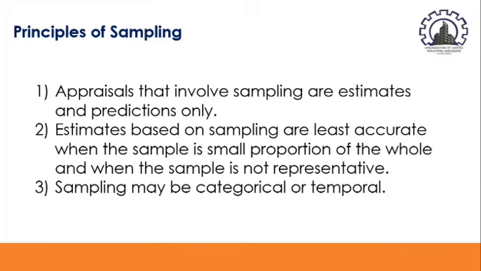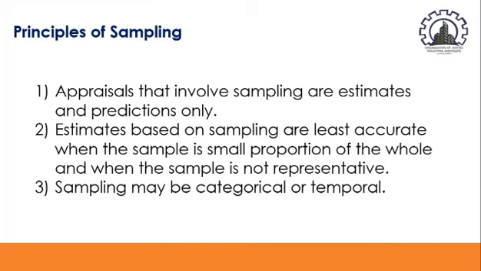For example, a sample means the portion of a population taken as the subject of a study. A sample is representative if it is taken from all sections or groups of a population in equal proportion. And lastly, sampling may be categorical or temporal. Sampling is categorical if the sample is taken proportionally from categories or groups. On the other hand, sampling is temporal when the sample is in terms of time, as for example, the pulse of a patient is taken every 10 minutes. So that's what we call temporal.